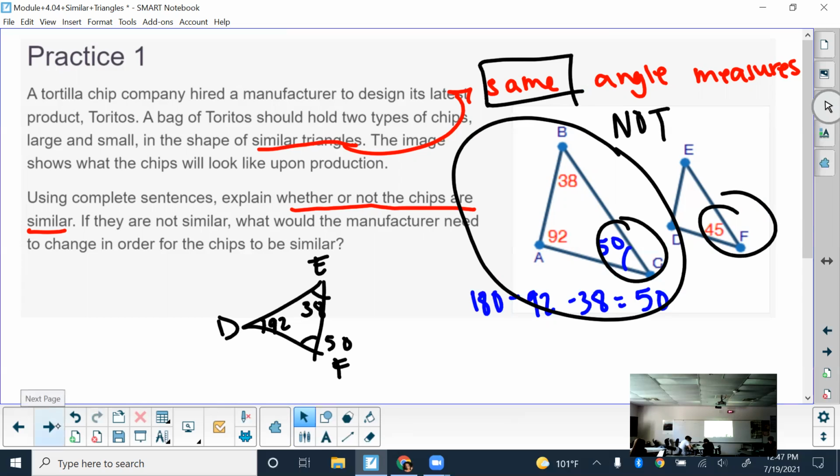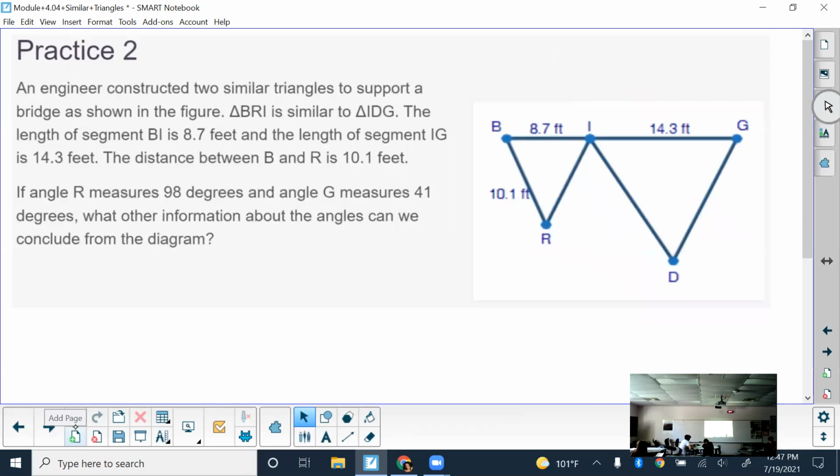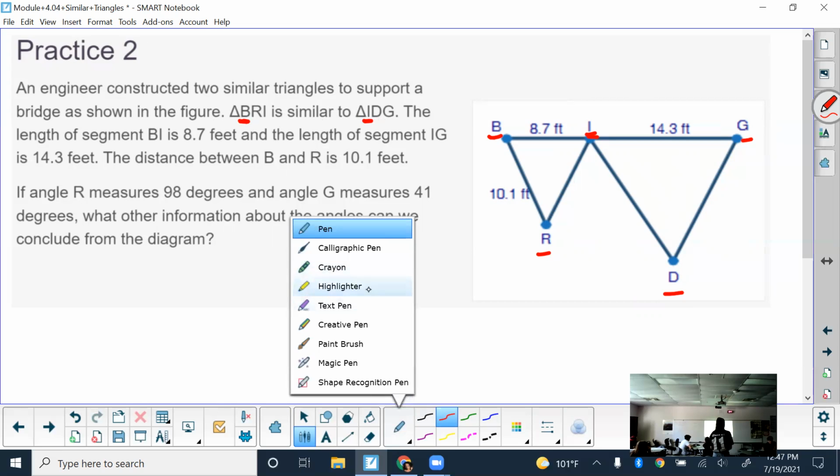All right, practice 2. So another real world application. We have an engineer who constructed 2 similar triangles to support a bridge shown in the figure. BRI, so the smaller triangle, the red BRI, is similar to IDG. All right, so this order shows me what angles correspond with each other. I don't even have to figure it out from the drawing because it told me in writing.